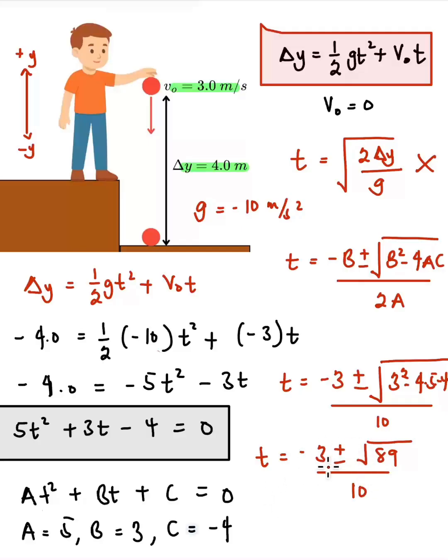Solving this, we use negative 3 plus the square root of 89 divided by 10, which will give us the first time, t1, to be 0.64 seconds, or we are going to have t2, the second solution, which is negative 3 minus the square root of 89 divided by 10. That is going to give us negative 1.2 seconds. But physically we don't have negative time, so the correct answer is going to be 0.64 seconds.